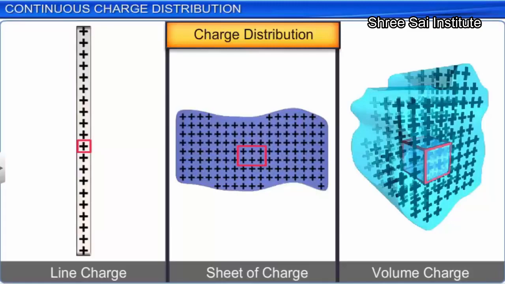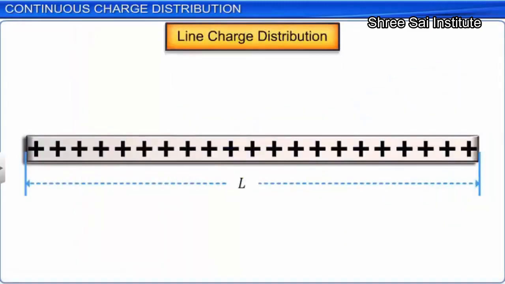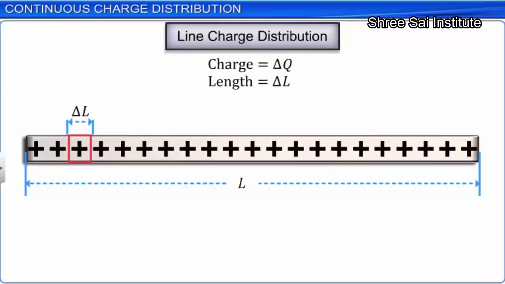Let us look at a line charge distribution of length L carrying a charge Q as shown. If we consider a small element of such a charge distribution having a charge delta Q and of length delta L, the linear charge density lambda of such an element is equal to delta Q by delta L, since it is the charge per unit length. The SI unit of linear charge density lambda is Coulomb per meter. It is a scalar quantity.